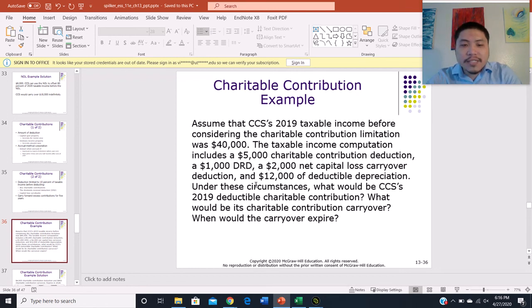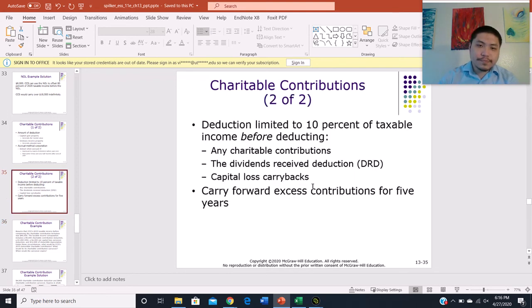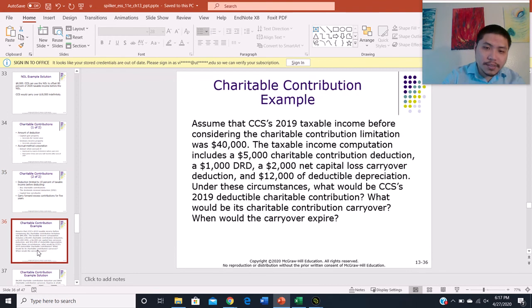And then it asks, under these circumstances, what would be CCS's 2019 deductible charitable contributions? What would be its charitable contribution carryover? And when would the carryover expire? So let's get back here. We know the limitation applies to 10% of taxable income before deducting any charitable contribution, the dividends received deduction, and capital loss carrybacks, right? And the excess contributions that are not deductible can be carried forward for up to 5 years. So based on this information, you can solve this.